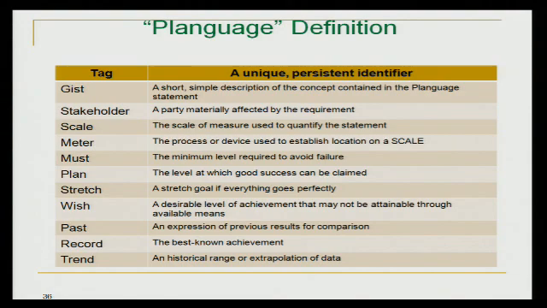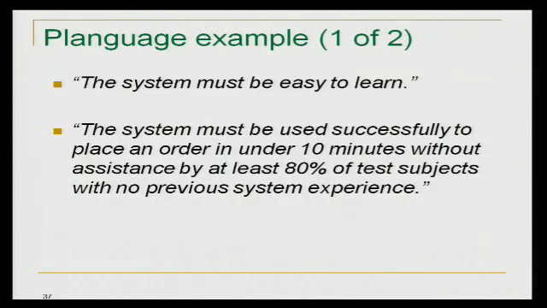So this is called language. Lots of stuff in this template, but it really makes you think about the requirement. Here's an example. The one at the top, the system must be easy to use. That's the one you would get yourself into trouble if you signed up for, because everyone's got a different opinion of what that means. Now, down below, I've added in a little bit more quantitative material, right? Place an order in under 10 minutes without assistance by at least 80% of test subjects, with no previous system experience. So it says that they're an amateur, or at least with no or little training. So, okay, a little bit more quantitative.